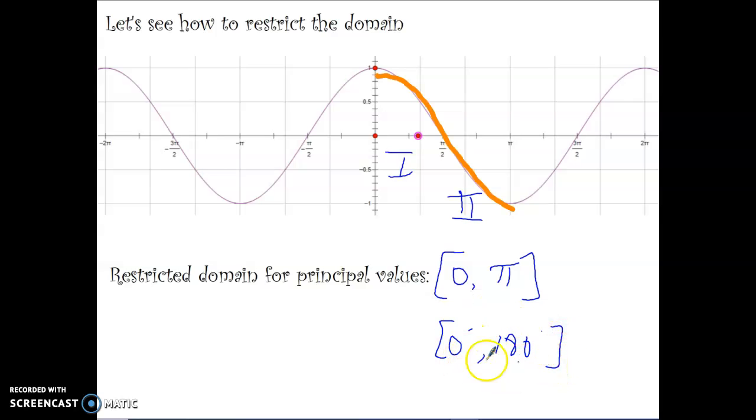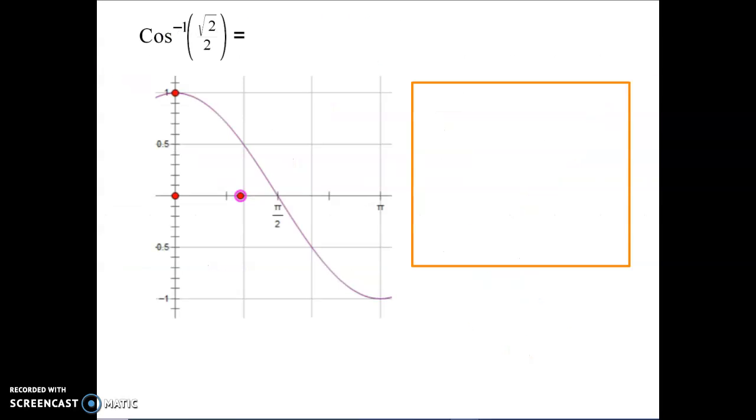So I know you guys at this point are more comfortable with degrees, but by the time you're in calculus, we'll get you to the point where you're comfortable thinking in radians. So there's my restricted domain for cosine. All right, let's practice one. Let's do cosine of square root of 2 over 2. Okay, so you guys look at your triangles, write them down on your paper if you need to. Which one has square root of 2 over 2?